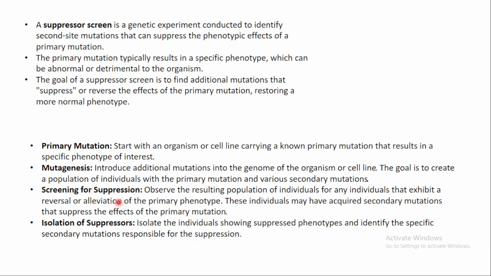Then, screening for suppression, we observe the resulting population for any individuals that exhibit a reversal of the primary phenotype. We select such individuals in which the primary phenotype is reversed, and we say that these individuals have acquired a secondary mutation that can suppress the effect of the primary mutation. Now we isolate these individuals and sequence them, to identify the specific secondary mutations responsible for this suppression. That's how we identify mutations which can suppress the primary mutation phenotype. So this is all about the suppressor screen.